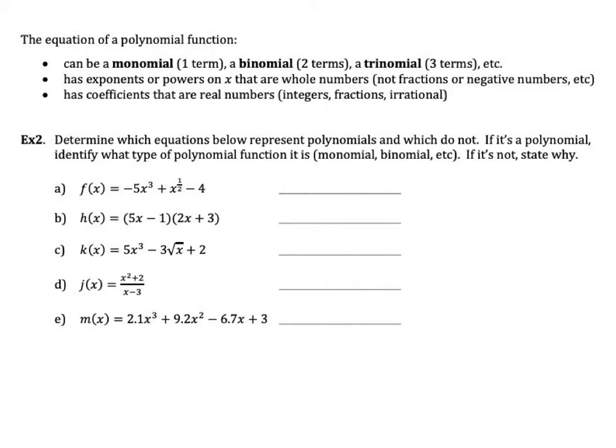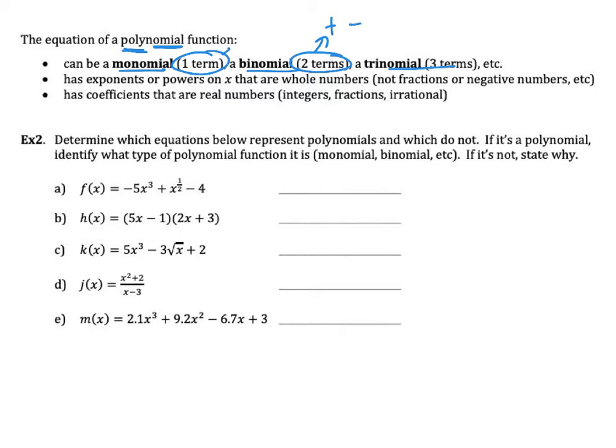All right, moving on. It says the equation of a polynomial function can be a monomial, a binomial, a trinomial, etc. So now we're changing it. This is our information about the number of terms that a polynomial has. So poly is many, right? So it's many terms. If it's a monomial, it just has one term. If it's a binomial, it has two terms. Terms are separated by plus or minus signs. The trinomial has three terms.